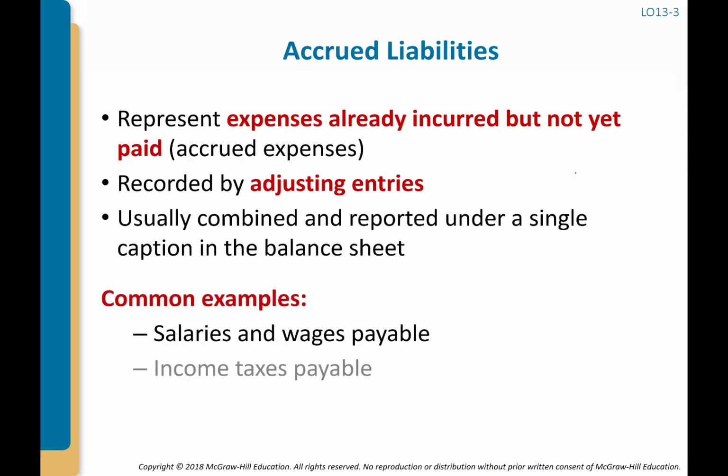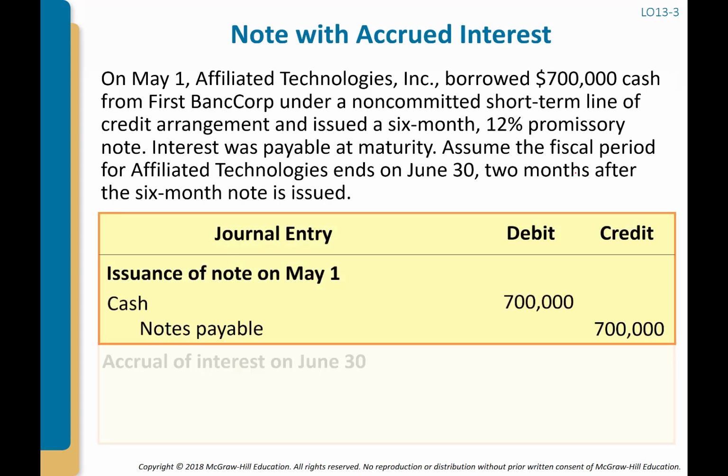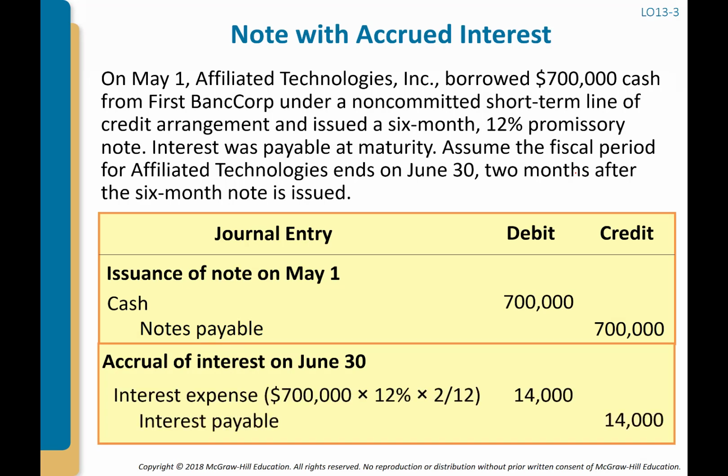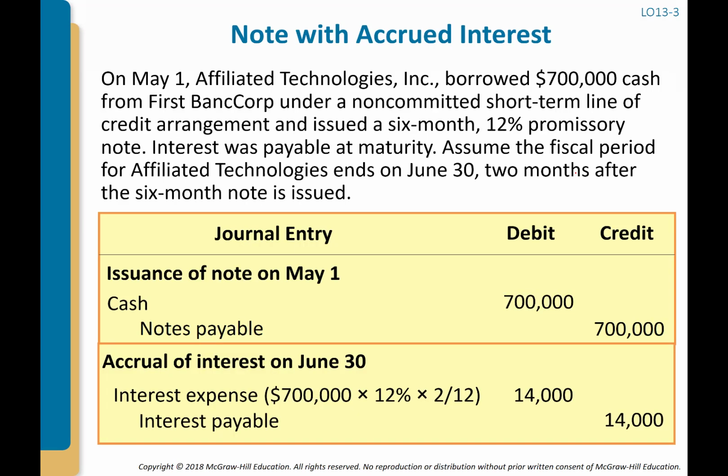Okay, accrued liabilities. We have some examples here of different accrued liabilities. Let's just jump to the numeric examples so that we don't make more out of this than it is. We borrow this cash of $700,000, and then they tell us that it's a 6-month note, 12% interest, and we borrowed the money on May 1st.